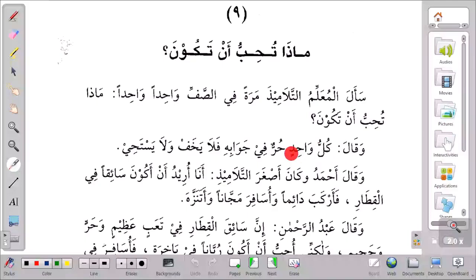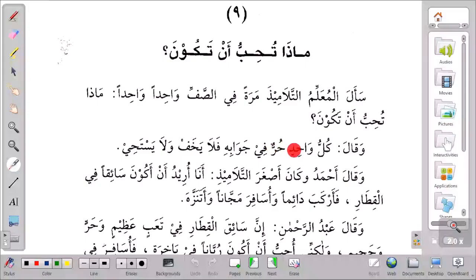Kullu wahidin hurrun fi jawabihi fala yakhaf wala yastahi. Kullu wahidin, each one, meaning he's telling the students, each one, hurrun is free, fi jawabihi, in his answer. Each one is hurrun, which means free. A free person is called hurrun. The opposite is abdun, a slave. So hurrun is a free person. For example, we have hurriya. Hurriyatun means freedom. You can do whatever you want.